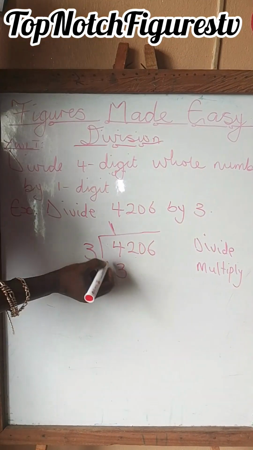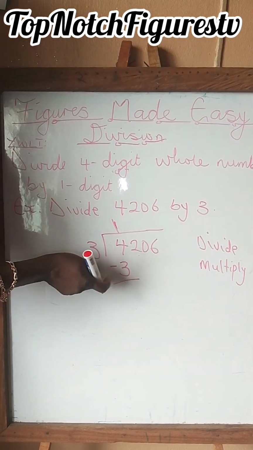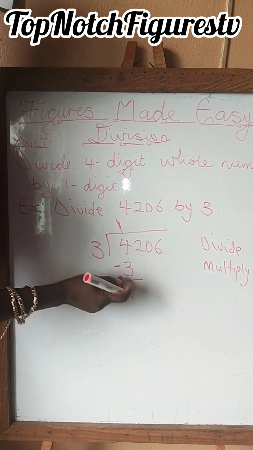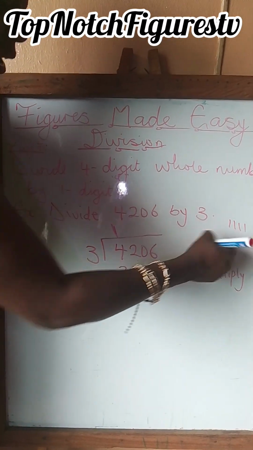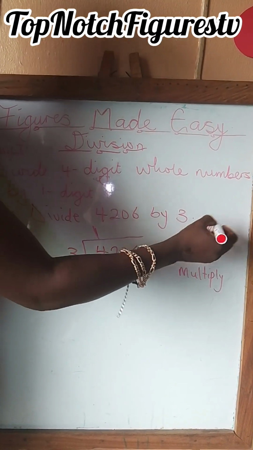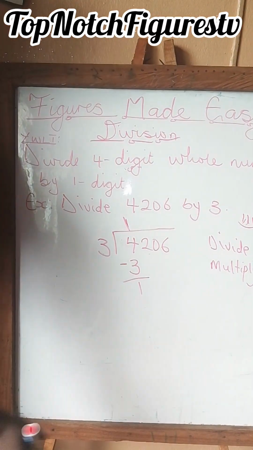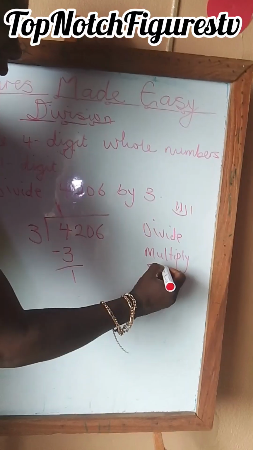After multiplying, then we what? Subtract. 4 minus 3. 4 take away 3. So 4 minus 3 is what? When you count your 4, 1, 2, 3, 4, take away 3. 1, 2, 3. Then what do you have left? 1. After you divide, you multiply, then subtract.